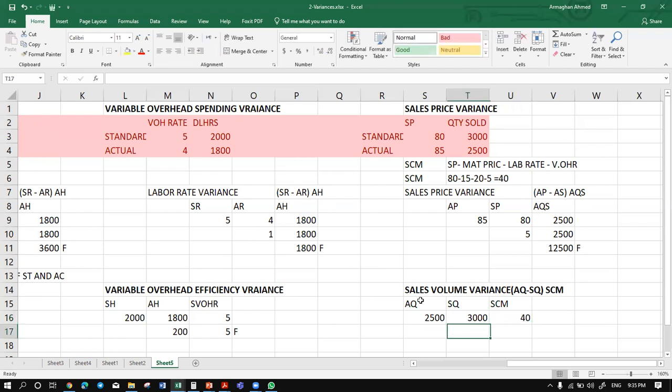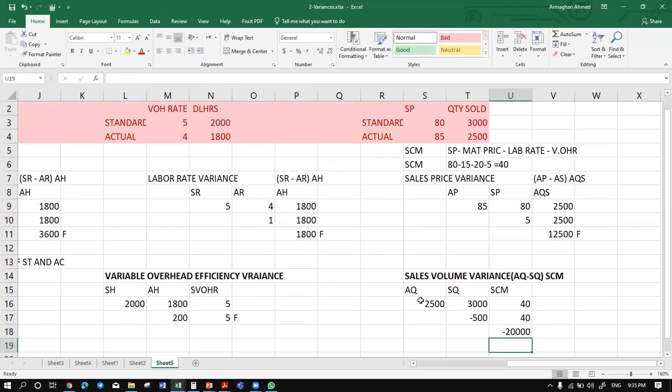So easily we can see, right, it's basically a decrease in quantity, so actual was less. So 2500 minus 3000, right? And multiplied by 40. That will be how much? 20,000, right? So minus 20,000 is our sales volume variance.